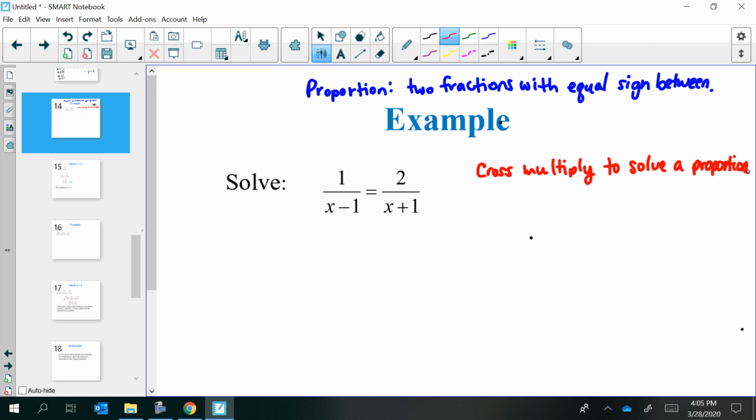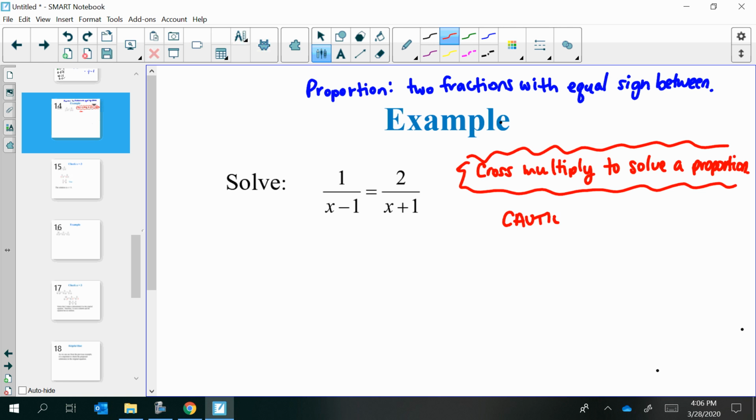Now, this only works with proportions, so you want to be aware of why it works so that you don't use it in the wrong places. One of the common places that students will do this when it shouldn't be done is if they were multiplying these two fractions together. This does not equal 1 times x plus 1 times 2 times x minus 1. So that's just something to watch out for.